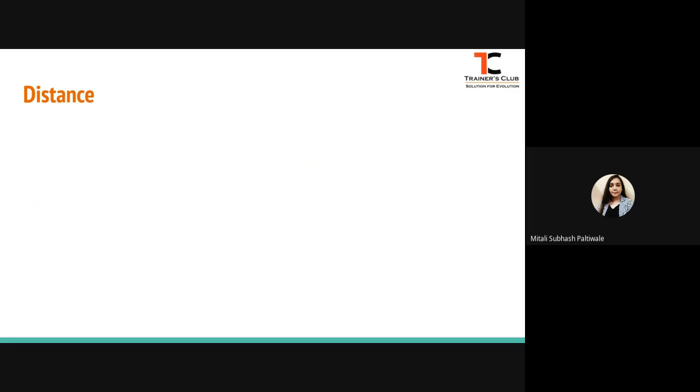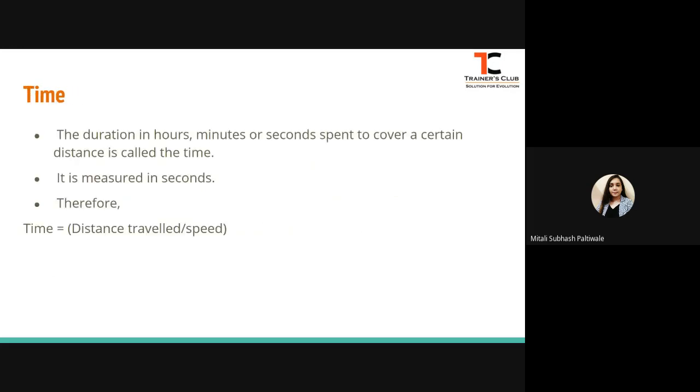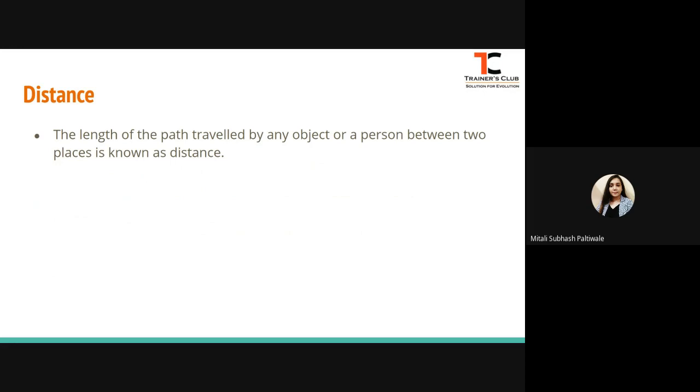Now what is distance? Please write down the formulas, because these formulas are very basic, but we have to keep them in mind, so that by the end of all the sessions we'll have a good list of formulas which we can go through any which way. Distance is the length of the path traveled by an object. That path could be from source to destination, or from point A to point B, or anything. The path traveled by an object or a person between two places is known as the distance. It is generally measured in meters. Therefore, distance is equal to speed into time.